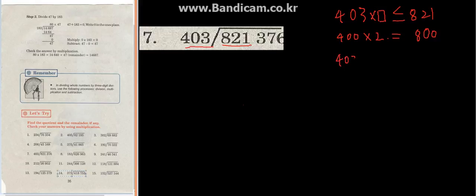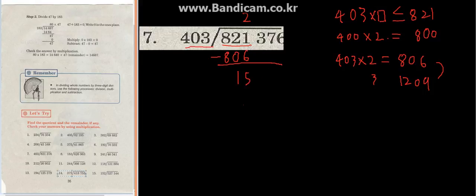So 403 multiplied by 2 is 806. And if we multiply by 3, it's going to be 1209. So 821 is between these two numbers. So we write down 2 over here, which will be 806. If we subtract these two, this is going to be 15. Now we put down 3 down here.